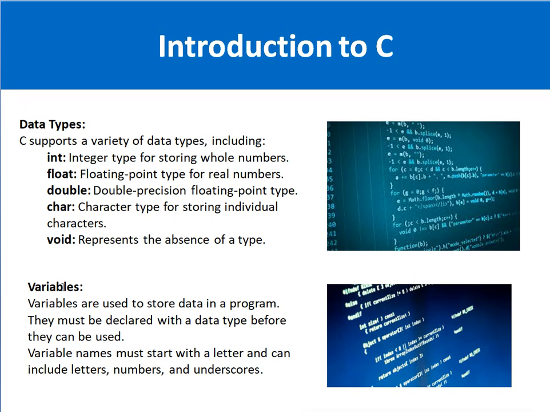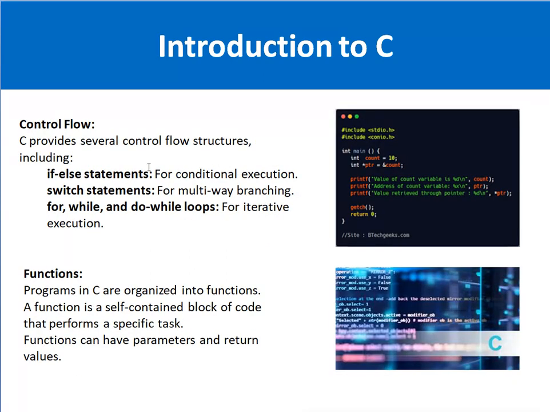Variables are used to store data in a program. They must be declared with a data type before they can be used. A variable name must start with a letter and can include letters, numbers, and underscores. For example, you can say score. Score can be a variable. Similarly, we can say result. Then result is another variable. So you can define the variables which can store values, and they can have different data types as per your requirement.